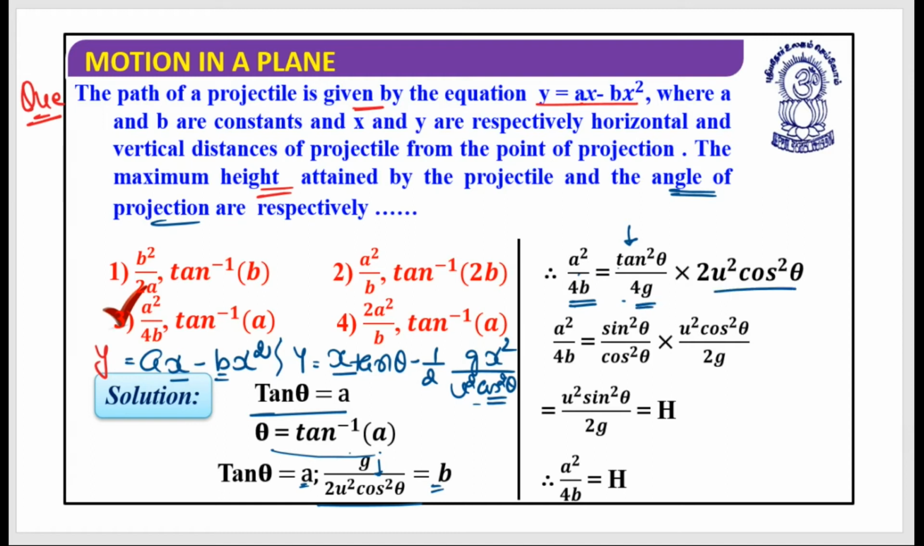So let's replace the value of this. It's 4 into g multiplied by 2 into u square into cos square theta. So this tan square theta, which is sin square theta by cos square theta, multiplied by 2 into u square cos square theta. So this is 2, this is 2, this is 2. So a square by 4b equals sin square theta by cos square theta times that. Here it's cos square theta, here it's cos square theta. So the remaining term is u square sin square theta by 2g, which is equal to h. So h can be written as a square by 4b.